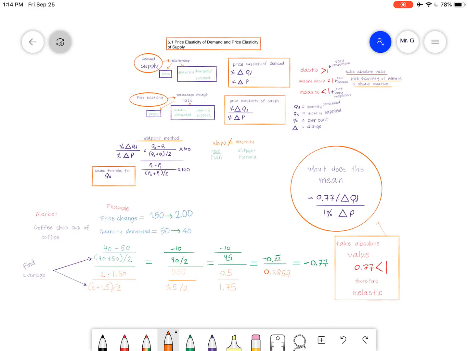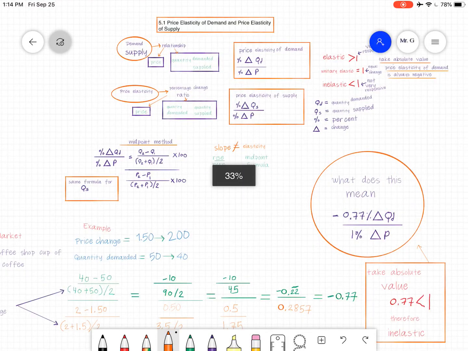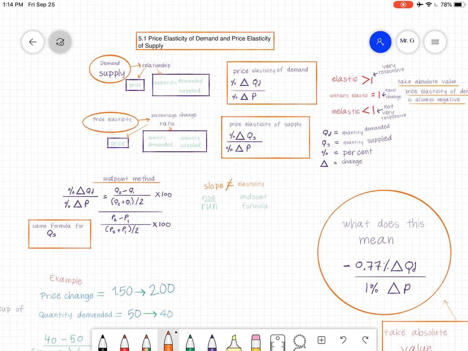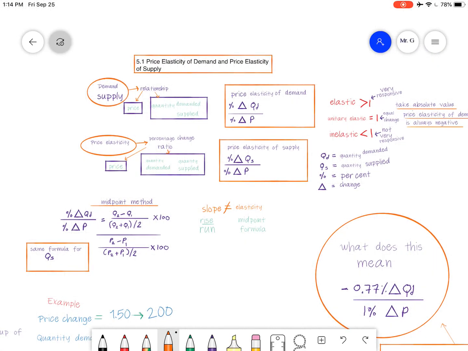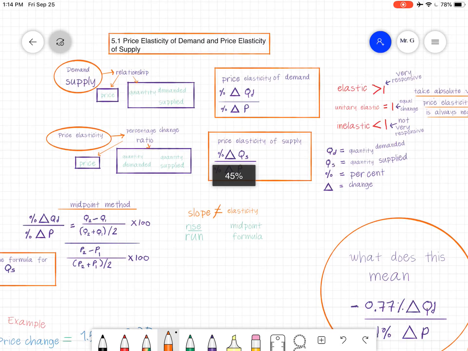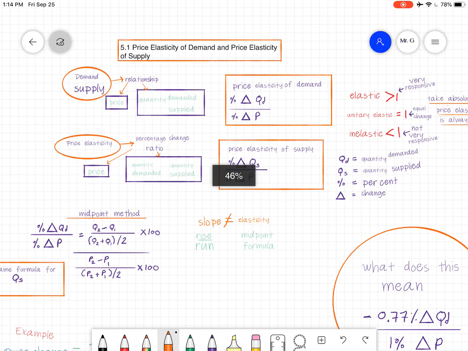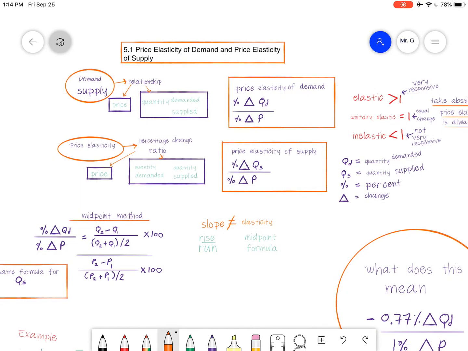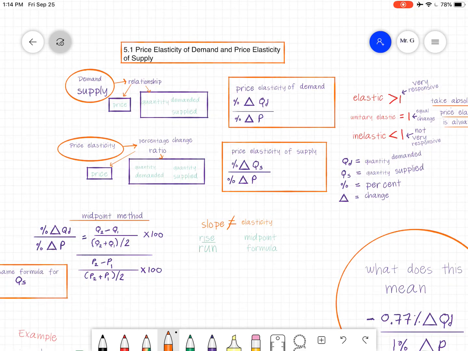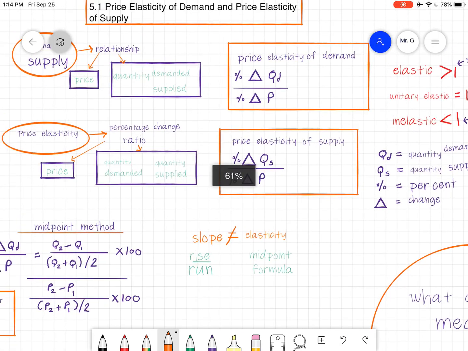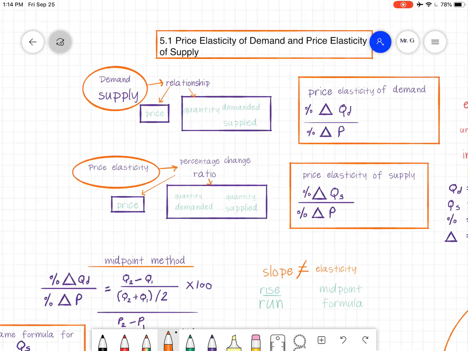Hi, it's Mr. G here, and today we're going to be looking at price elasticity of demand and price elasticity of supply. So we've looked in previous chapters all about supply and demand, different uses for the model. We looked at labor, financial markets, etc. So now we're looking at price elasticity and what that means. Well, let's just have a look and see exactly what price elasticity means.